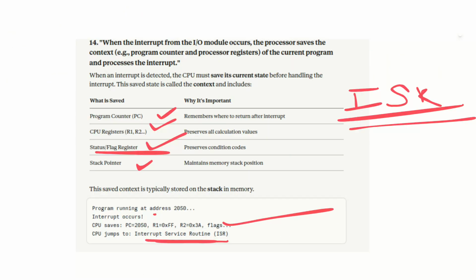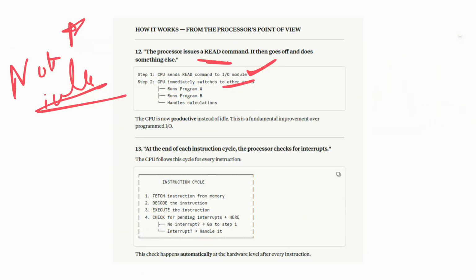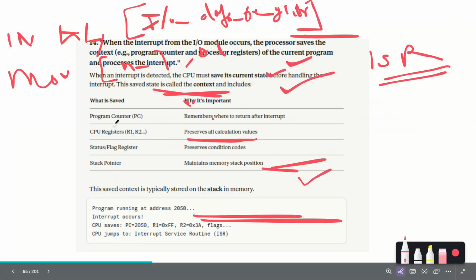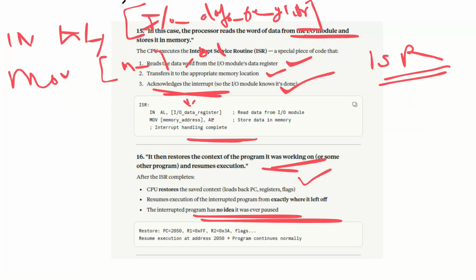So from the processor's point of view, you have to understand that the processor would send the read command, and it will go on executing the other program. At the end of each program instruction, it will check if there is any pending interrupt it has to handle. Then after that it would save all of these things, then it will do the ISR code. Then it will restore and continue doing what it was doing before.